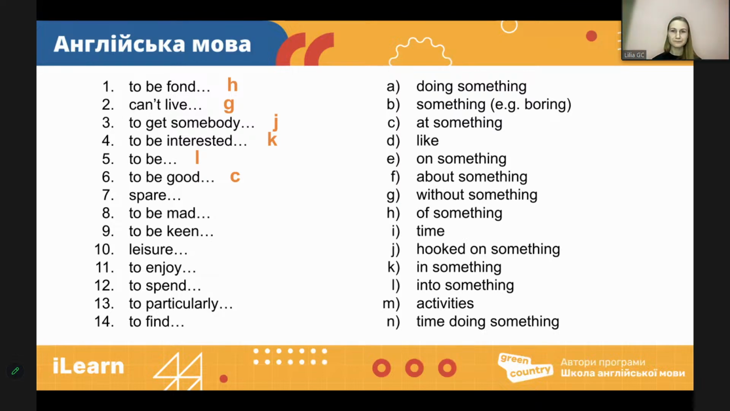Spare. I will give the translation as soon as we guess the option. So what is spare?